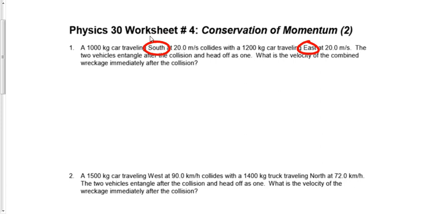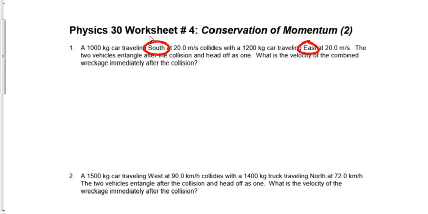Now, sometimes it's going to be like this, where there's a south and an east. Another time it might be a south and then a north of west, 30 degrees north of west. There's a north and a west in the same problem. Do 2 dimensions, x and y. I've circled that to remind myself of that.